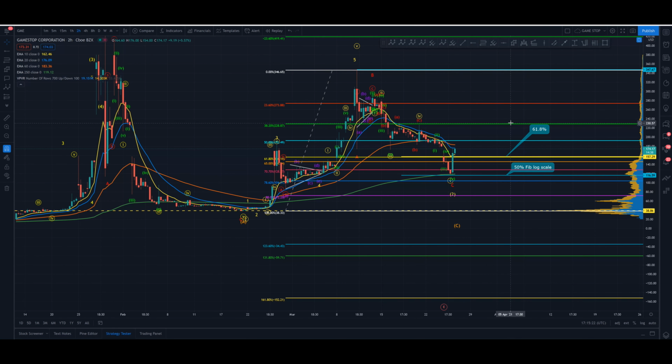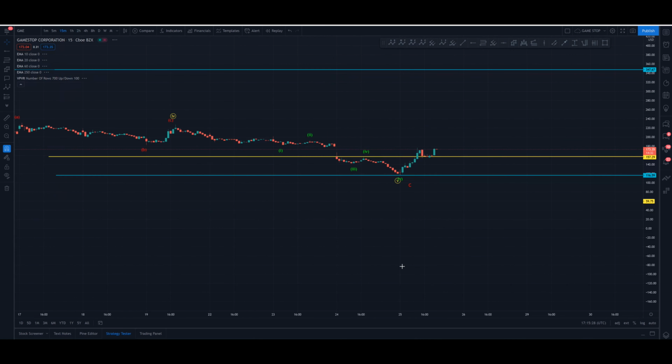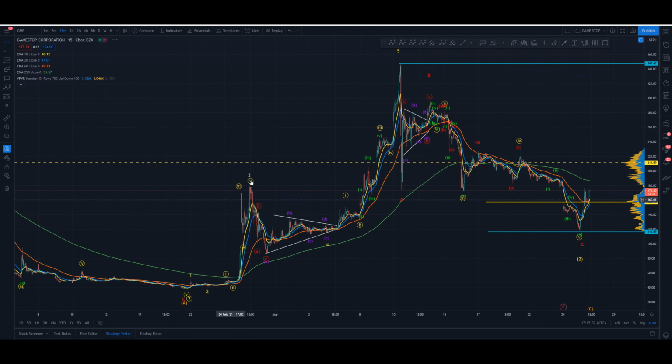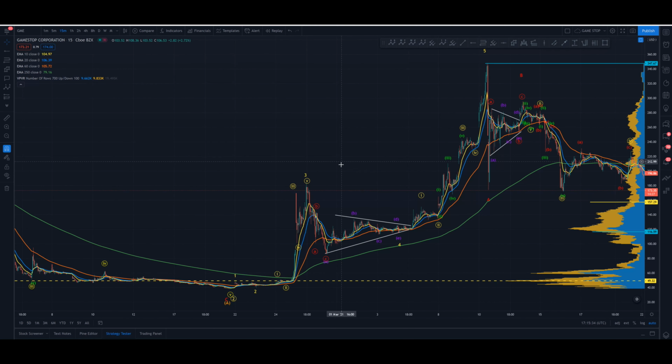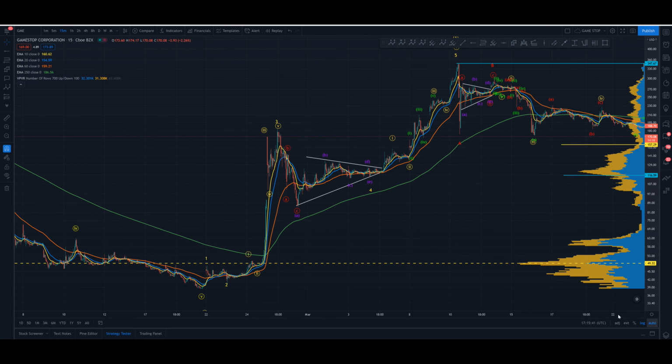Let's just have a quick run at how I've counted this. Let's just get rid of that. So let's come down to 15 minutes. So, what I like and what I don't like. I do not like wave 1 and 2. Let's switch back into log. Even in log, I don't like it.